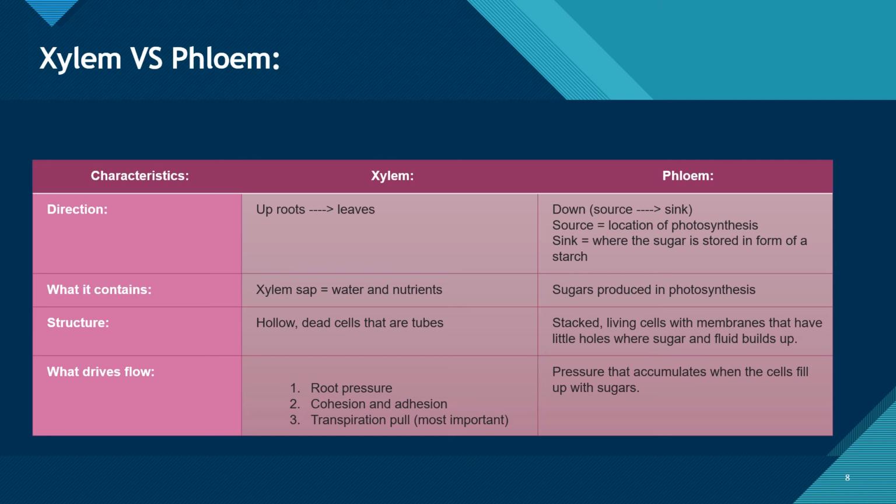What drives the flow is that when those holes get all filled up and the pressure starts to build, it accumulates and the cell fills up with sugars which are then carried. So this is all the chart that you need to know to understand xylem versus phloem.